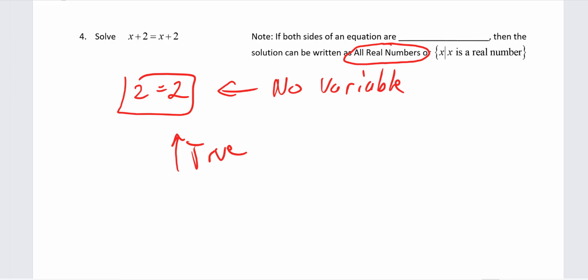Now there's a shortcut to this. If you have an equation and both sides are completely, totally identical, you don't have to go any further. And these sides are identical. They both say exactly the same thing, x plus 2. If both sides are identical, then the solution is all real numbers.